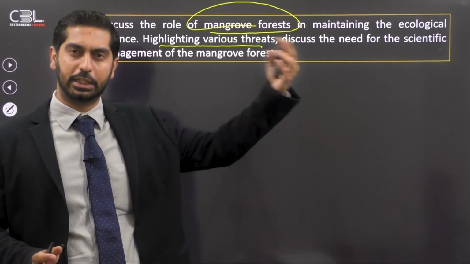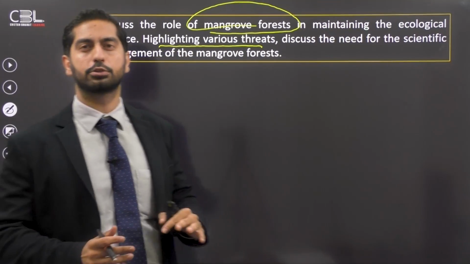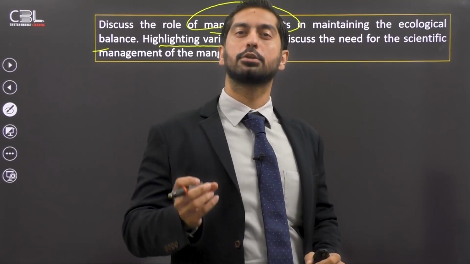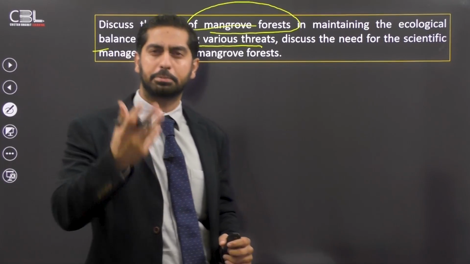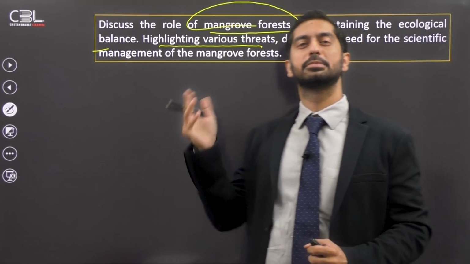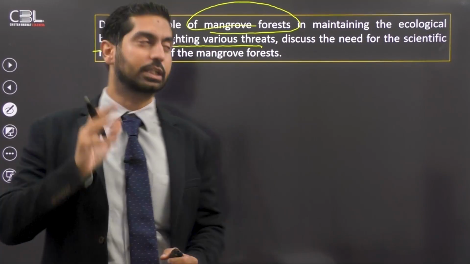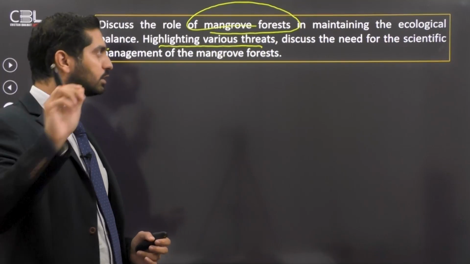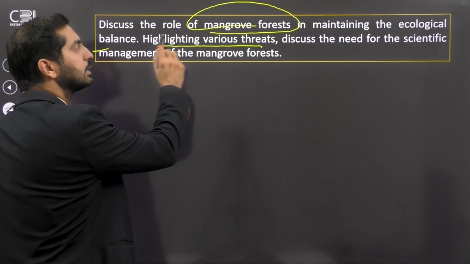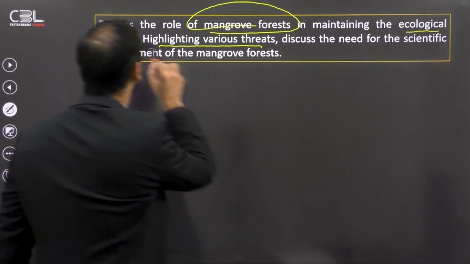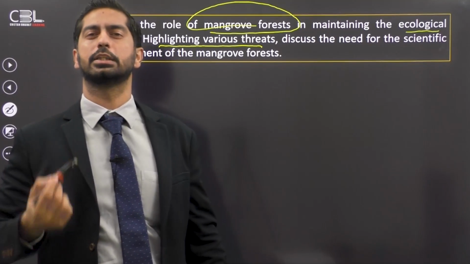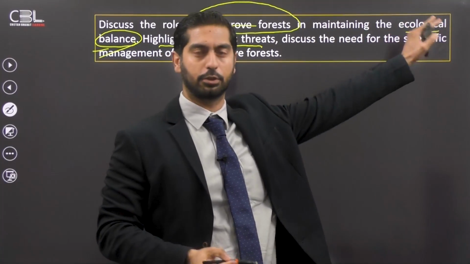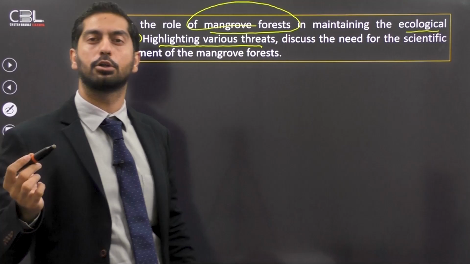When the high tide is there and water intrudes onto the coastal regions, these trees even grow in completely waterlogged conditions. So they have special adaptations called stilt roots or prop roots or pneumatophores, which help them survive in those conditions. Now the first part of the question was, discuss their role in maintaining ecological balance. So this was a basic question, and you can enumerate a number of points to support this part of your answer. How do they help in maintaining ecological balance?